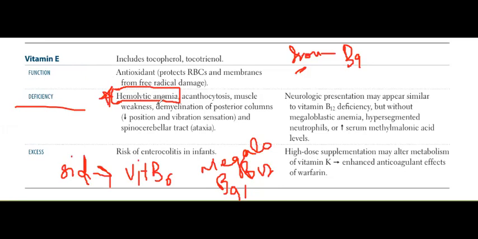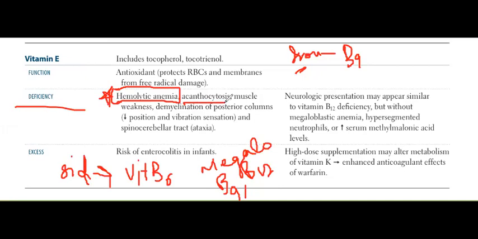What is hemolysis? Hemolysis means breakdown of RBCs, because the RBCs are broken down due to the free radicals present. In those cases, the hemoglobin count drops, and that we call hemolytic anemia. Okay, clear? Now we have another terminology which is called acanthocytosis.